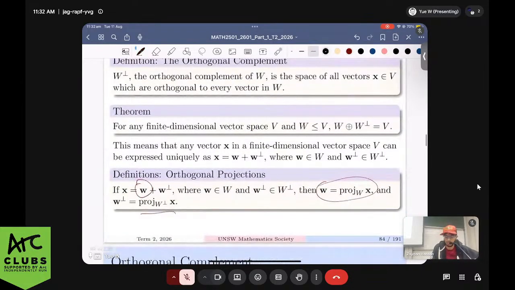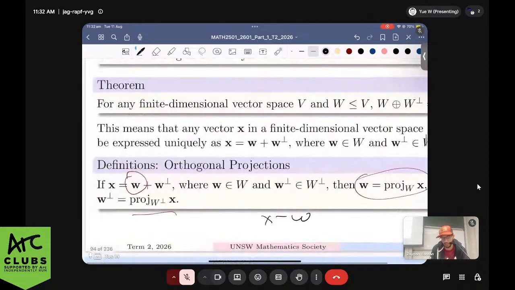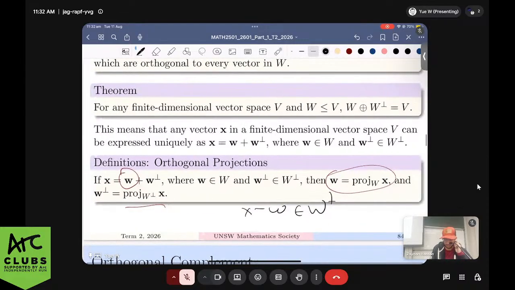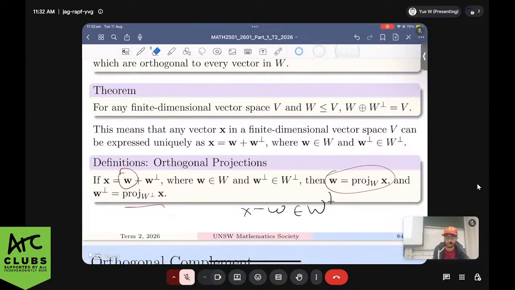If you want to show something is actually the projection of X onto W, you just need to show X minus that thing is in W perp. Meaning X minus the projection should be orthogonal to any W. So X minus W would be W perp. If you want to show this W is actually the projection onto the space W, you need to show that X minus the projection is orthogonal to anything in W.